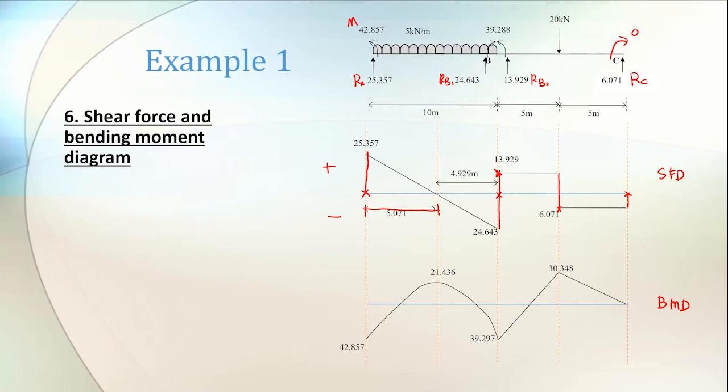How do I get this value? Here I name it X, so according to you, 10 meter minus X. So let's say X is equal to 25.357, okay, 10 minus X equal to 24.643. Okay, this value, what is this? X is 25.357, and 10 minus X is 24.643, this one.